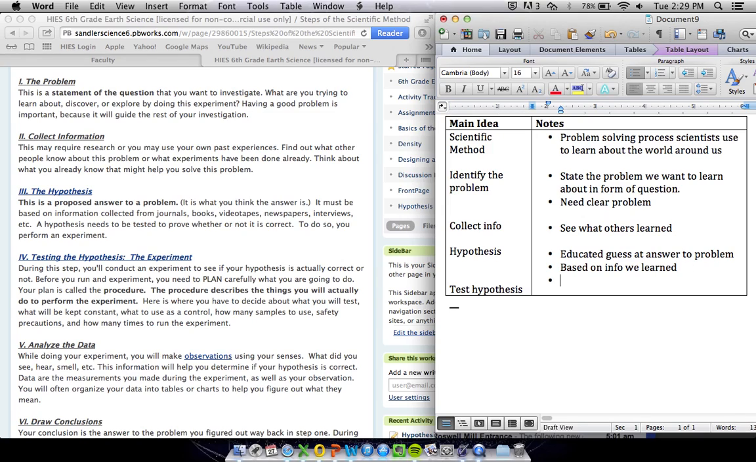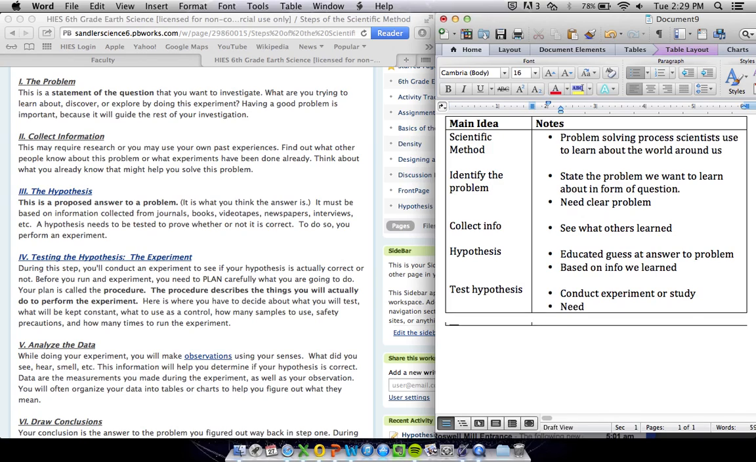Right, testing our hypothesis. This is when we conduct our experiments. We conduct an experiment or study. Sometimes we'll talk about how to do an experiment, and so we may set up an experiment, or we may study something that exists in nature to learn about it. The key with testing our hypothesis is we need an organized plan.